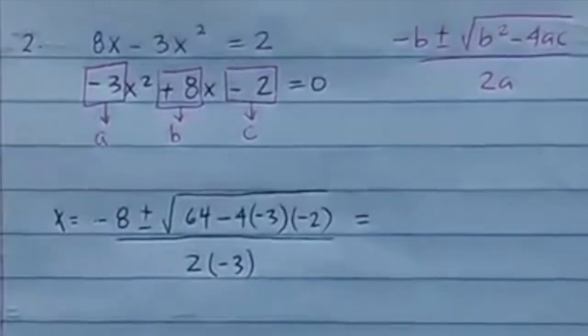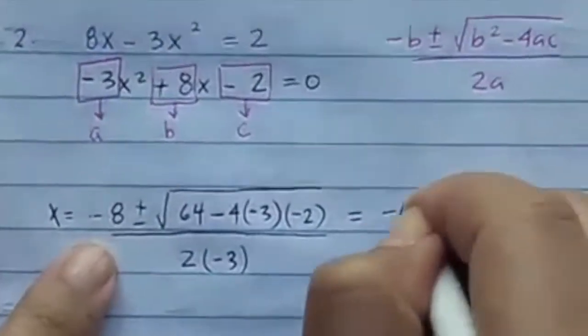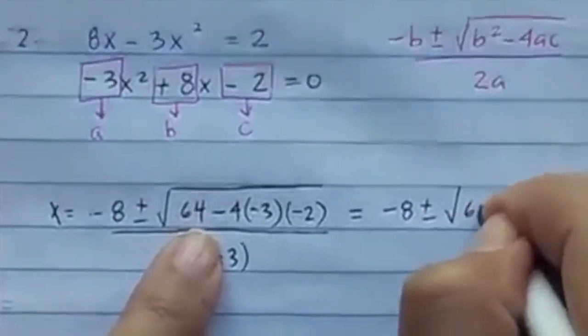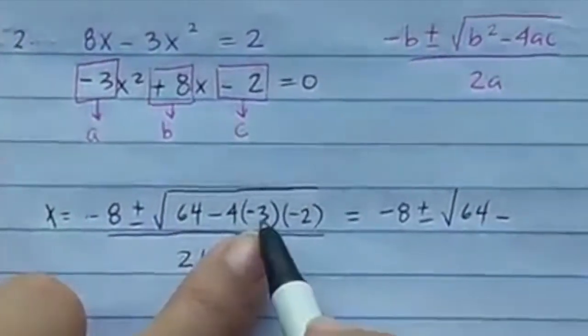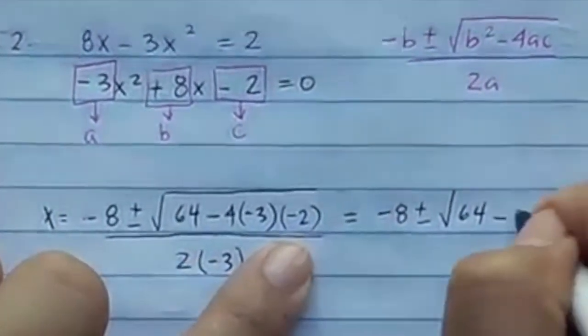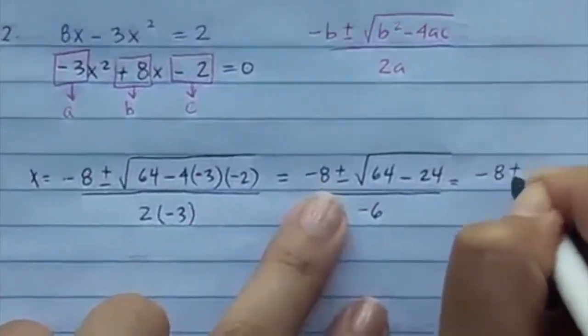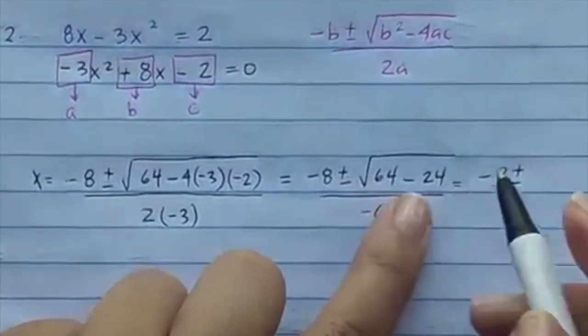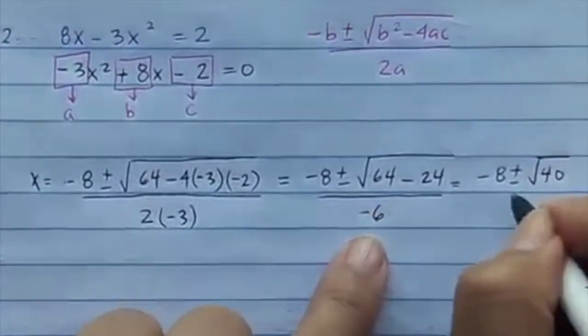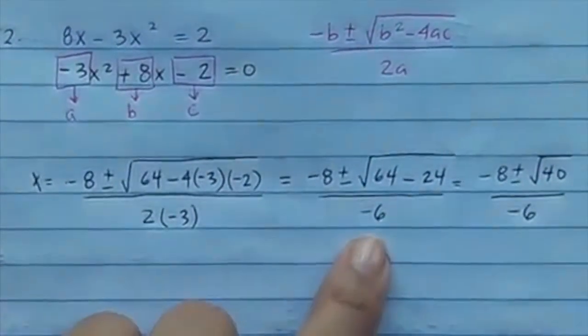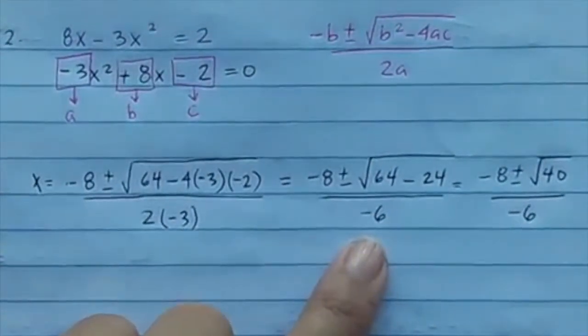Simplify this, negative 8 plus or minus, this is a listening check, color in negative 8. The square root of 64, and then this is going to be a negative, because a negative times a negative times a negative is a negative. Then 4 times 3 is 12, times 2 is 24, and then the bottom is going to be negative 6. Simplify that more, that's going to give you 40 and negative 6. And now you can't take the square root of 40, but you can simplify it.